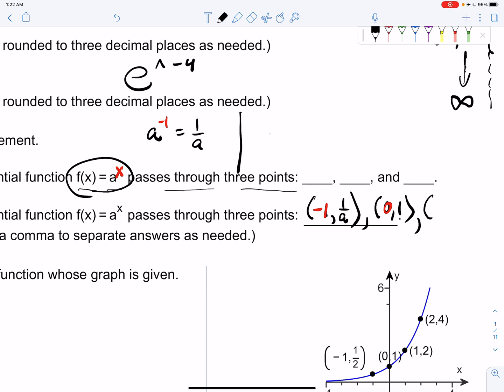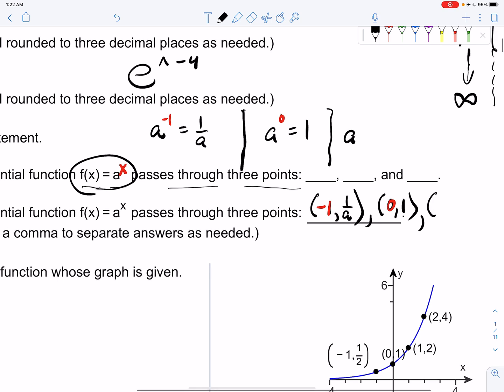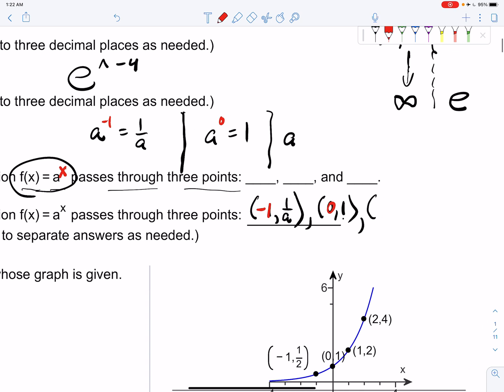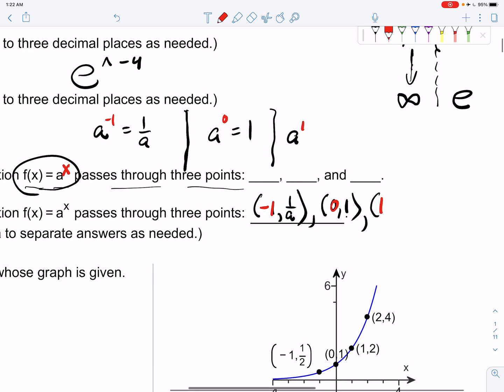If I said, okay, my function is a to the x power, what happens when I put in a 0 for x? Well, a to the anything to the 0 power, as long as it's not 0 to the 0, is 1. So we got a 1. And then let's also look at what if we had negative 1, 0, and how about positive 1? And a to the positive 1 is just a.